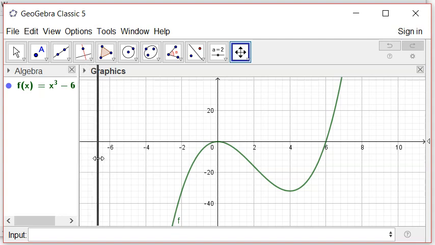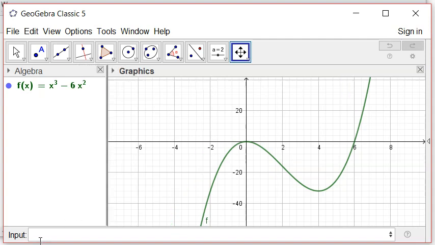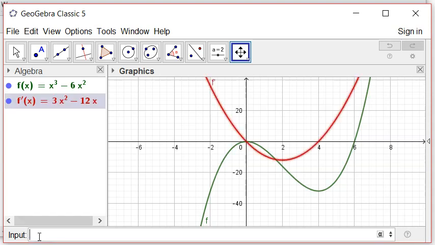All right, and we want to graph its derivative. And GeoGebra actually knows how to take the derivative. I'm going to take advantage of that. So f prime of x and hit enter. So you see that we have the correct answer here. So you're going to have a parabola. So this is the f prime. So red is f prime. The green is the original function f.